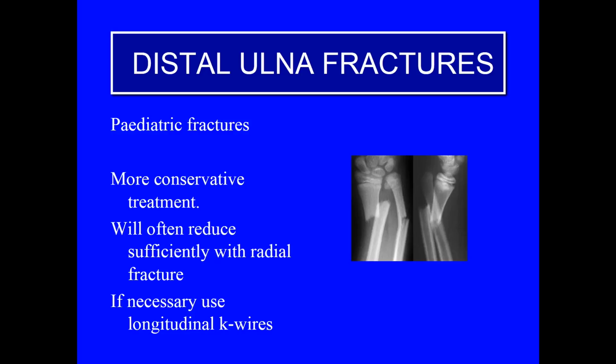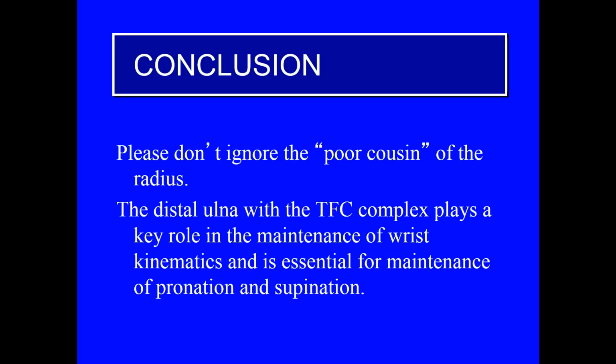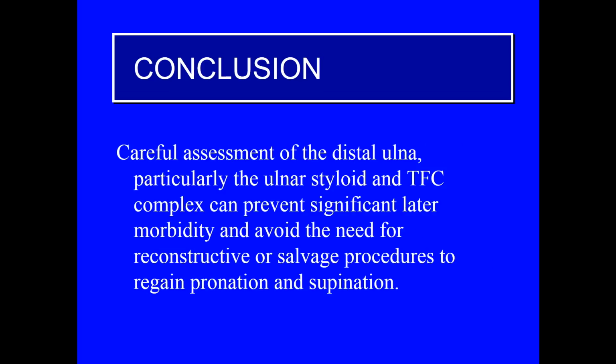So in conclusion, please don't ignore the poor cousin of the radius, because the distal ulna with the TFC plays a key role in the maintenance of wrist kinematics and is essential for pronation and supination. Careful assessment of the distal ulna, particularly the ulnar styloid and the TFC, can prevent significant later morbidity and avoid the need for reconstructive or salvage procedures to regain pronation and supination.